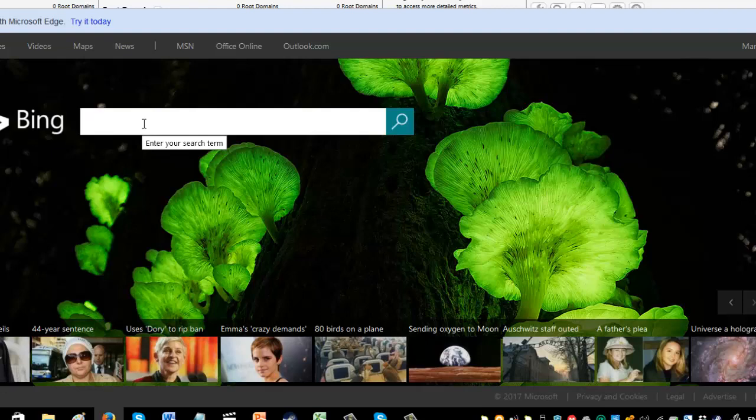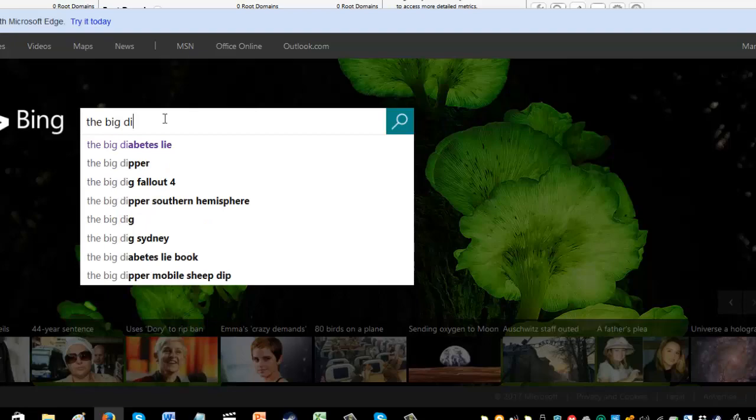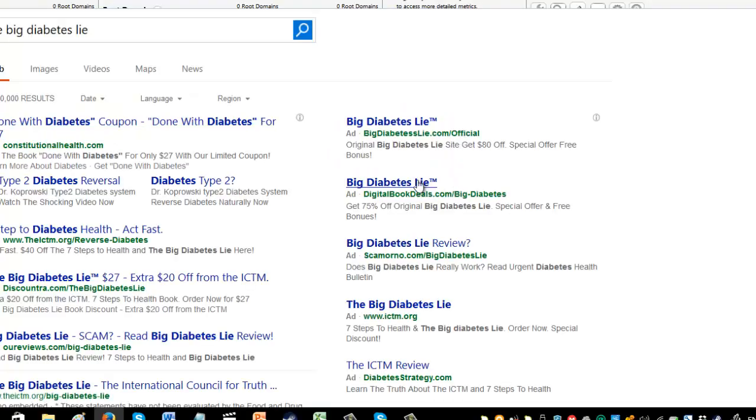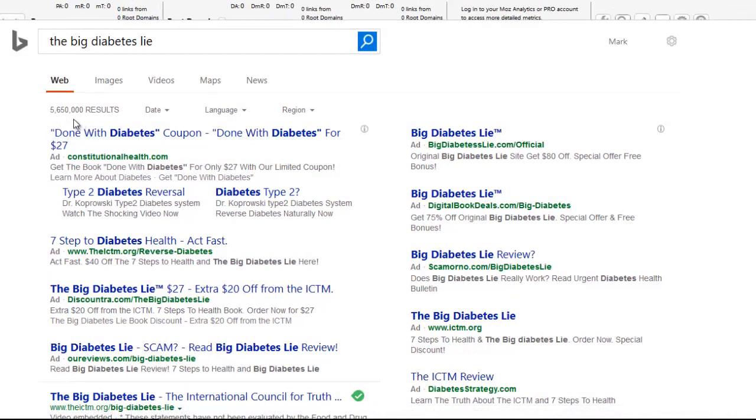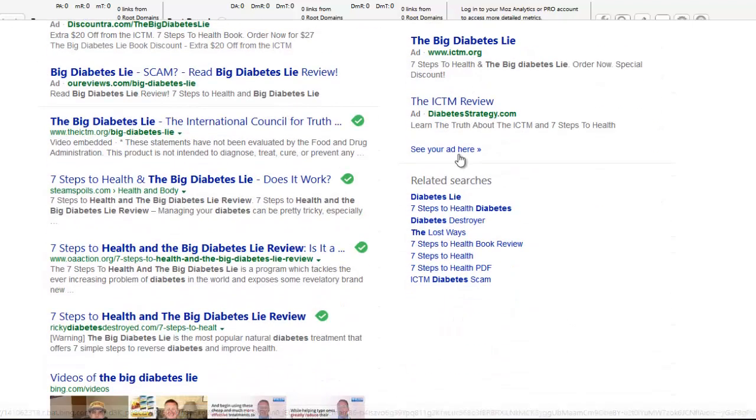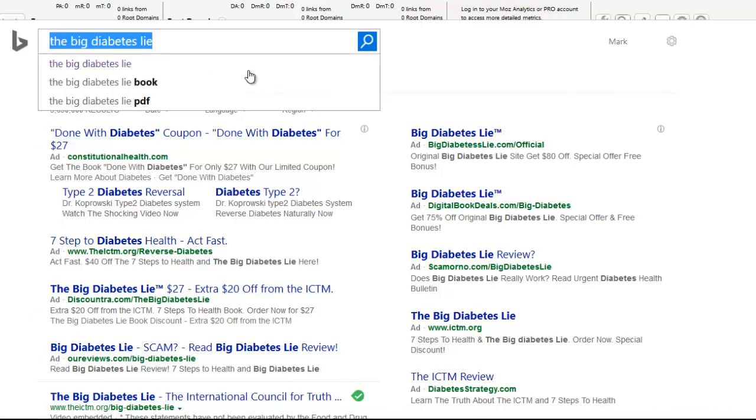So let's just try this. Now if I put in the first one, the big diabetes lie, and I search for that, it's very popular, 5,650,000 results, a very, very popular search term. There's ads galore down the side, ad here, ad here, ad here. Everything above that little line there is an ad. So there's lots of ads for that. Excellent. That's a very, very good key.